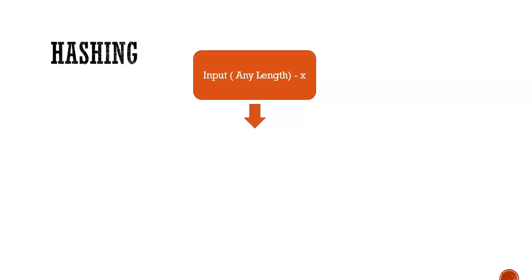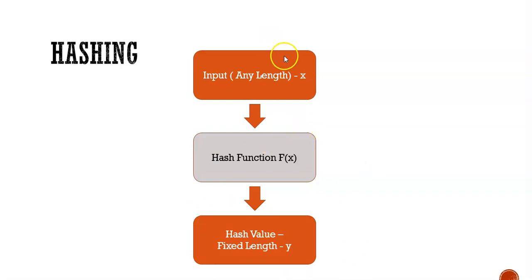Hashing is a process in which you give an input to a hash function f(x). You will get one output. But for any input that you give, of arbitrary length or variable length, you will always get a fixed length y. That is the beauty of a hash function.